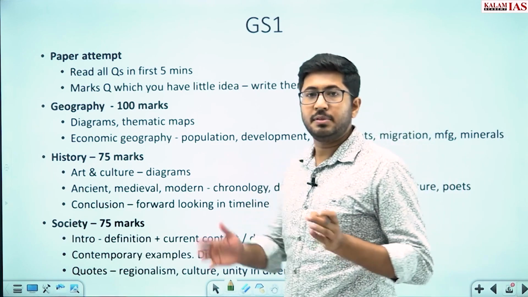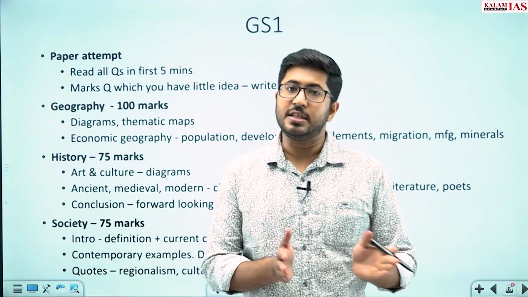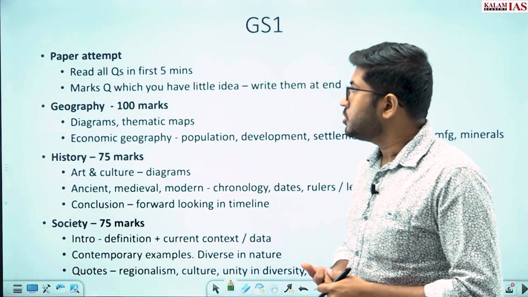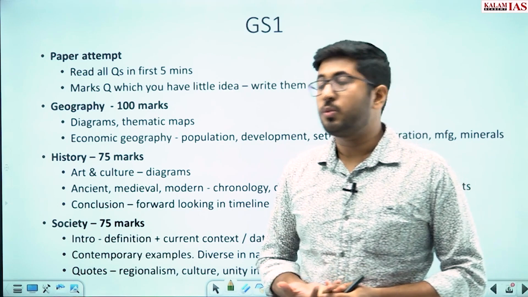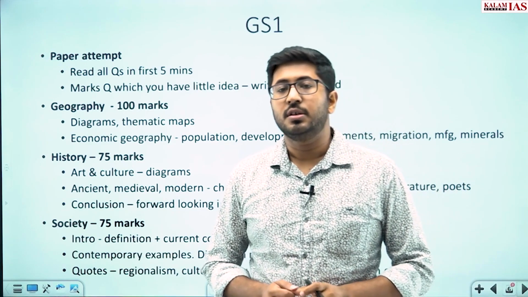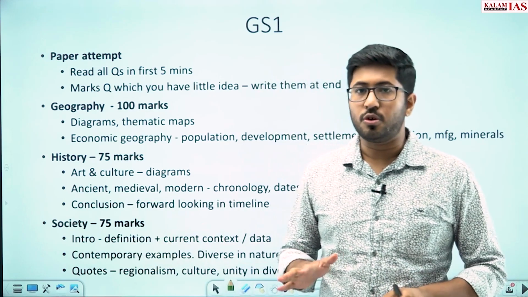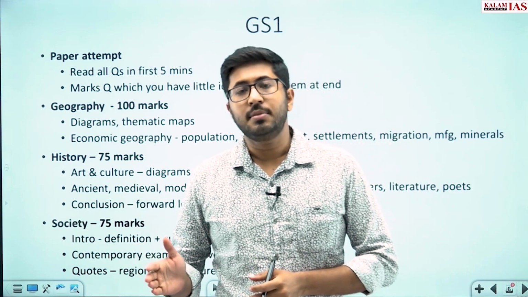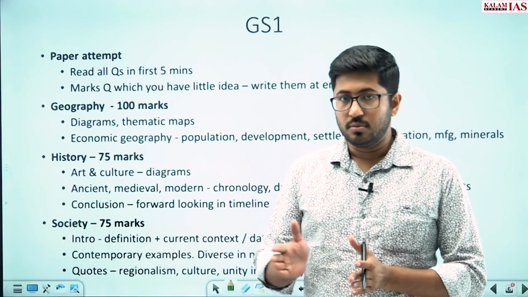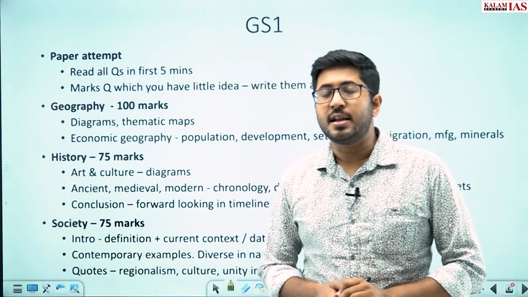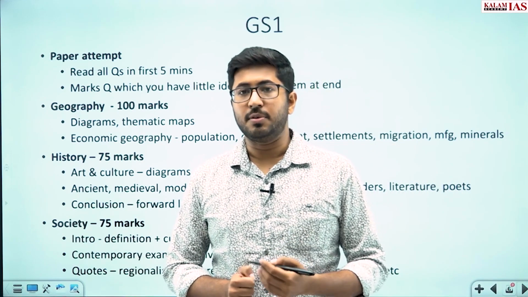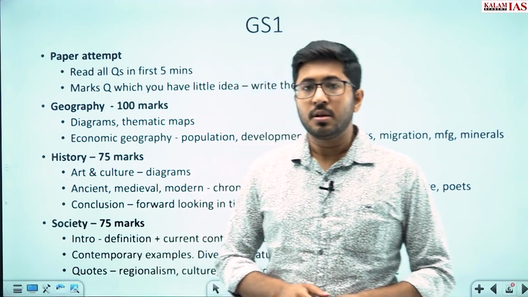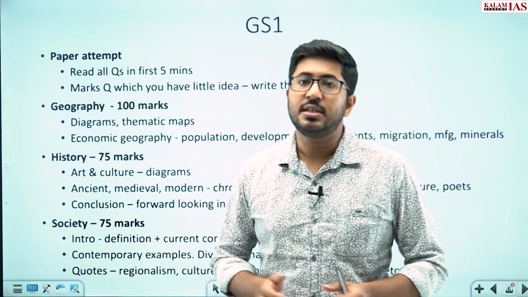So how to attempt the paper? Now this is something very different for each particular paper. I'll be now telling about GS1. So to attempt the paper, first of all you have to read all questions in the first 5 minutes. So this is my strategy I used to follow, and I'll tell you the other way also. So see, suppose the paper starts at 9 AM and it finishes at 12 noon. At 9 AM you can start writing, but you usually get the paper 4 to 5 minutes before, so that you can check your paper and if possible read the entire paper, so that you can strategize accordingly.